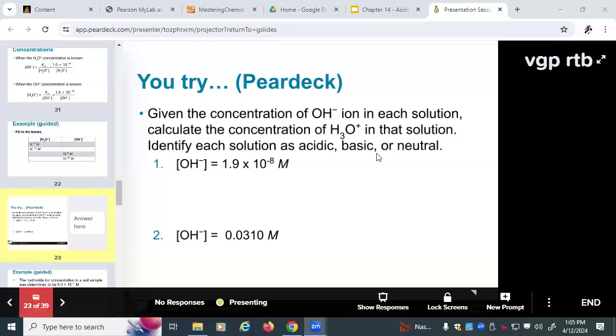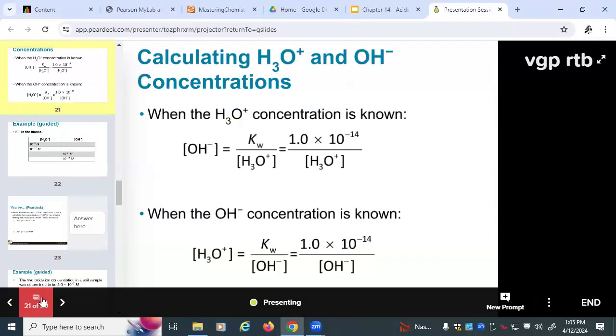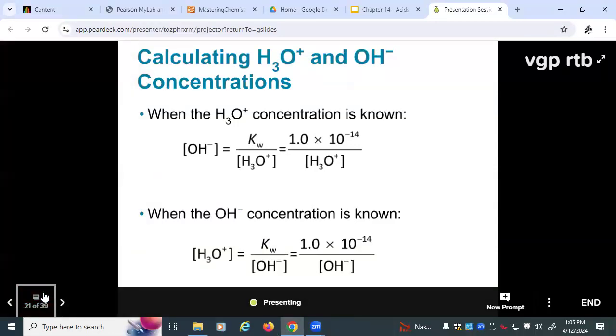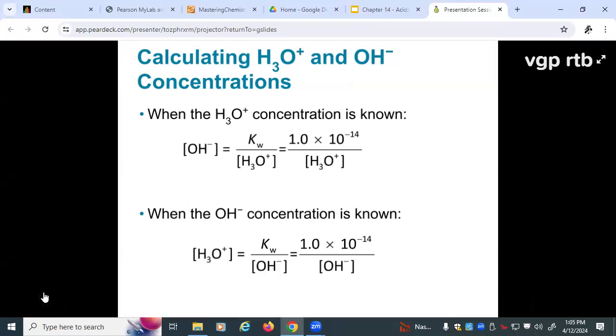This is what we were ending with last Friday. We were starting to do calculations involving hydronium and hydroxide and how they're related to each other. What we're going to do today is try our best to finish out the chapter. If we don't, we'll take some off for Monday as well.